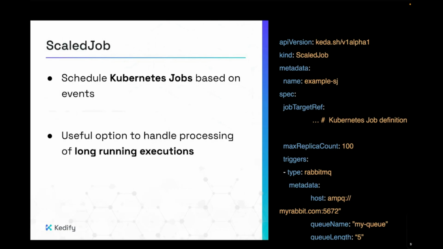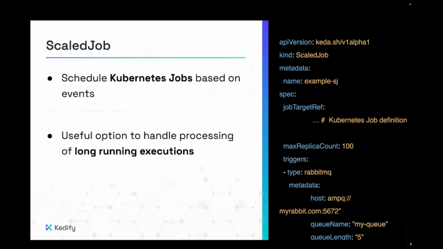Scale job gives us the flexibility, so we can use all the metrics and all the triggers we have in KEDA to dynamically schedule Kubernetes jobs. So in this case, again, we are targeting RabbitMQ or Kafka, and the idea is very powerful. If there are some messages, or we are doing some batch processing or something like that, we can just spin up those Kubernetes jobs as we need them.